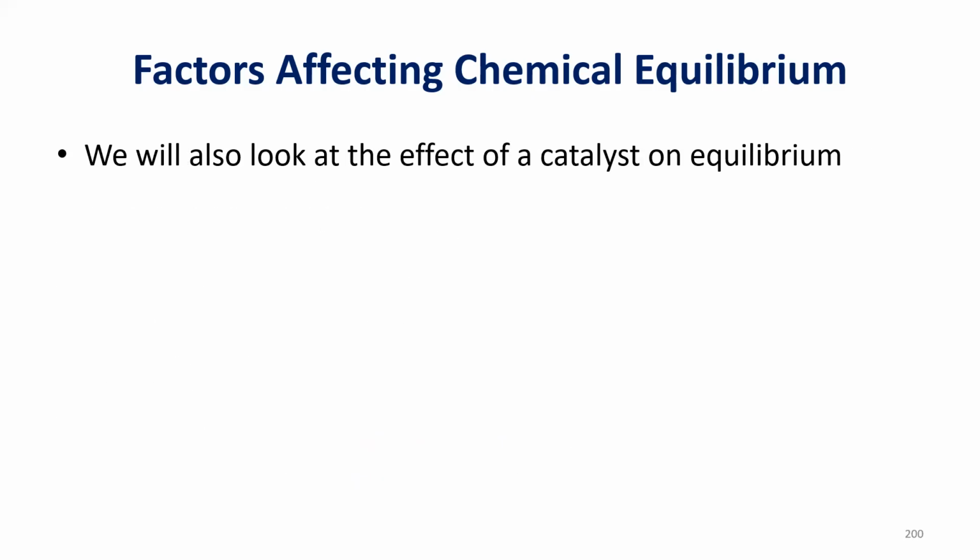We'll also look at the effect of a catalyst on equilibrium. So when you introduce a catalyst, it tends to speed up a reaction. So what happens for the case where a chemical equilibrium exists? If you introduce a catalyst, what does it do? If it speeds up a particular reaction, how does it affect the equilibrium?